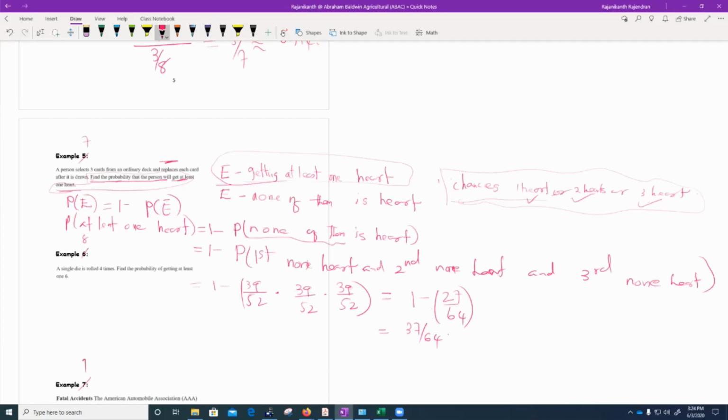We know for sure all three atoms are not having any hearts. Therefore, all three atoms should be a non-heart problem. So it's easy to find one by one. So that's why I'm changing the given event into the complement event. Whenever you see the words at least or at most, it is always easy when you change this into the complement event. Okay, so the problem will be much simpler. That's why I'm changing.